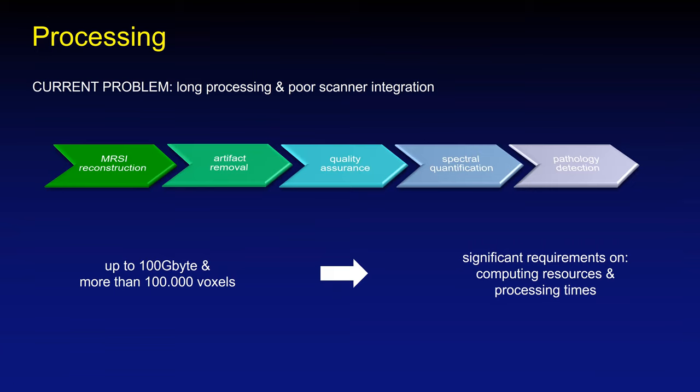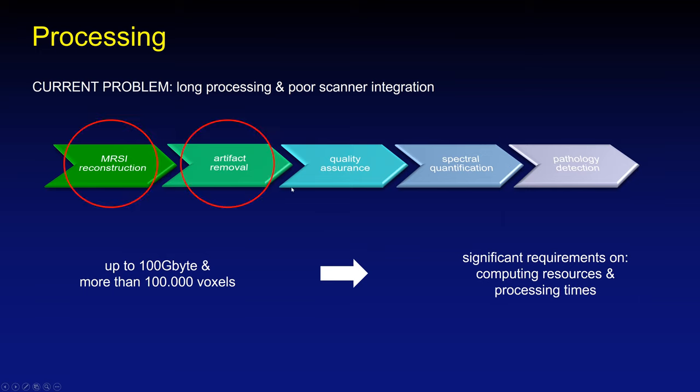The downside of all of this is the processing of these big data. So if you have this processing pipeline that we usually need to go through, we have the MRSI reconstruction, then usually some artifact removal, quality assurance, spectral quantification, and then ultimately pathology detection. This is a long way to go, and especially problematic if one of your data sets is a raw data set of 100 gigabytes with 100,000 of voxels and more. And these require significant computing resources and processing times, which is very prohibitive for clinical studies.